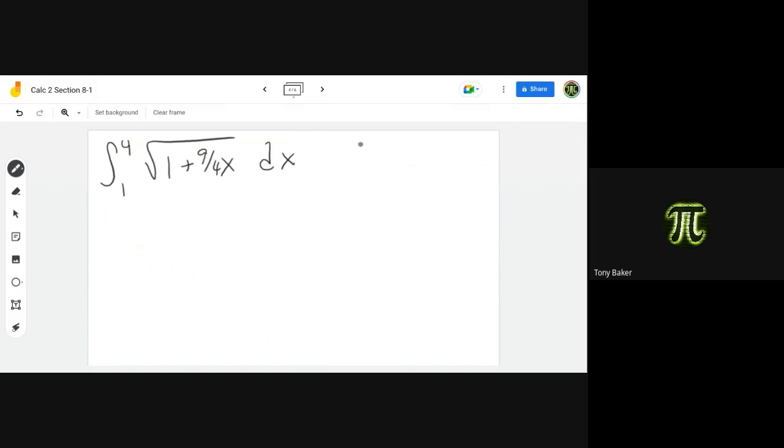Okay. So we're going to make u equal 1 plus 9/4 x. That means du equals 9/4 dx. So 4/9 du equals dx. And that 4/9 comes out, you just pull that right out in front. You don't have to deal with it inside.